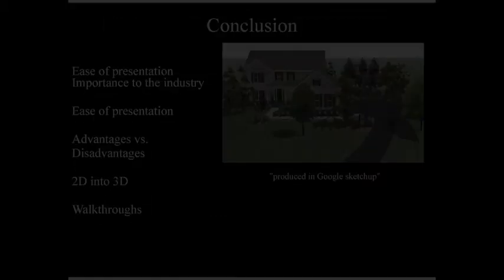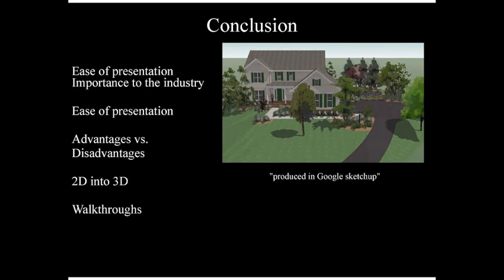As you have seen from this video, 3D modeling has already made and will continue to make a great impact in the landscape industry. 3D modeling is very important for its ability to create 3D models, walkthroughs, and presentable videos to clients. As with any great tool, there are some limitations, but the advantages far exceed these limitations and disadvantages. From its ability to convert 2D drawings into 3D models to producing virtual walkthroughs, 3D modeling will continue to provide great benefits to the landscape and green industries.